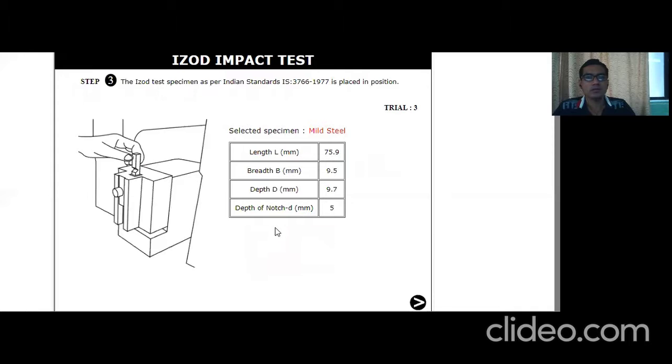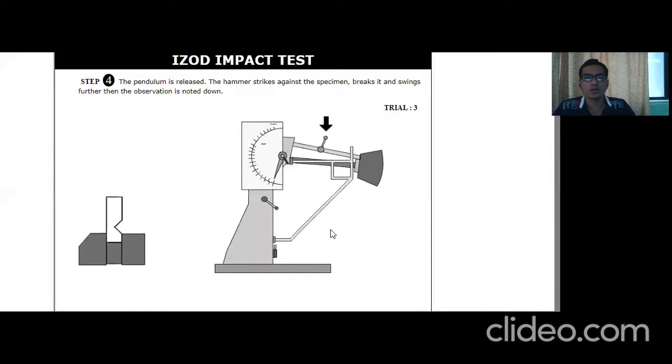Now we will take one more trial, trial number 3, for the same sample following the same procedure. So the Izod test specimen as per Indian standard is placed in position at the anvil. Then we are releasing the pendulum using this lever. Then the hammer strikes and we note down whatever the reading of observation is.